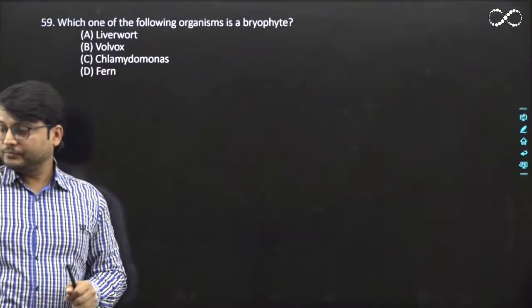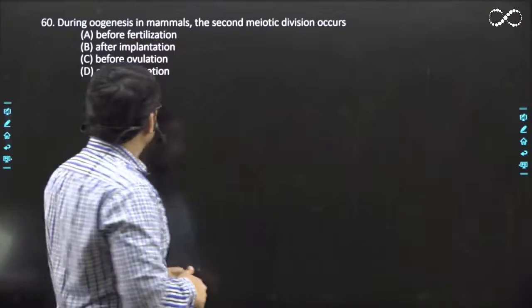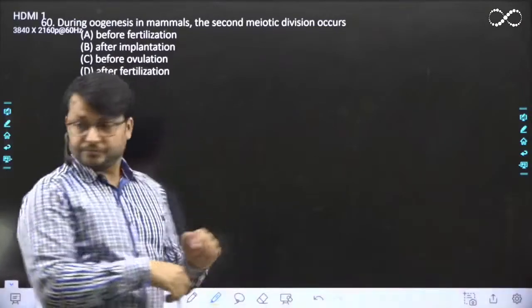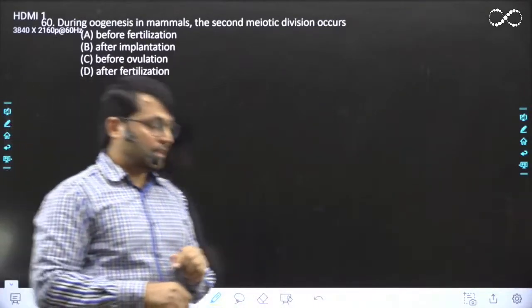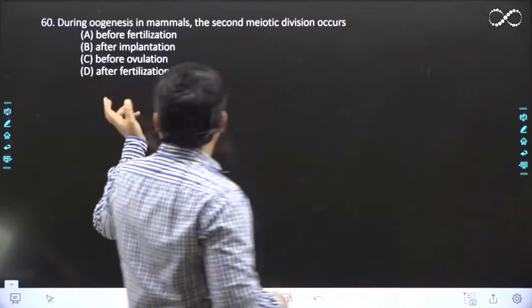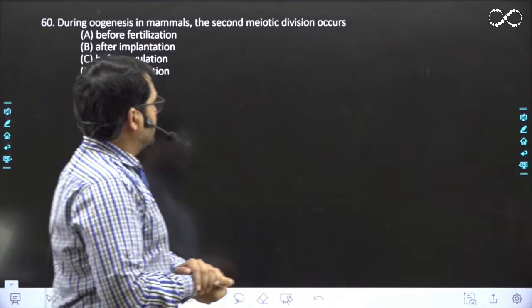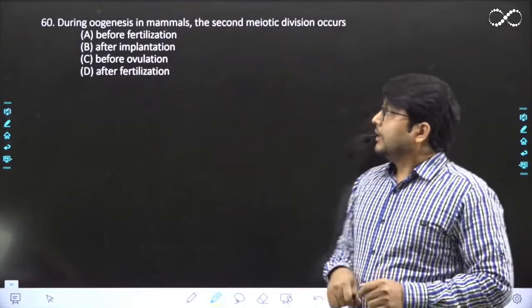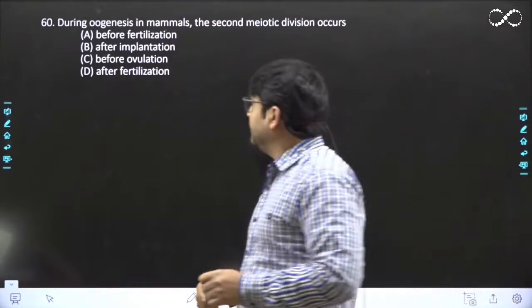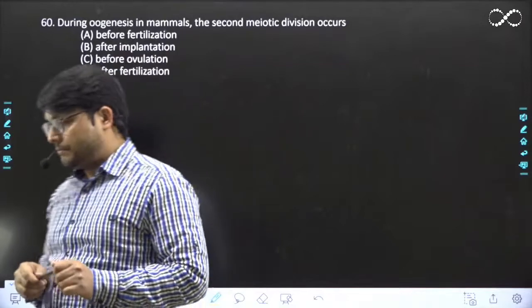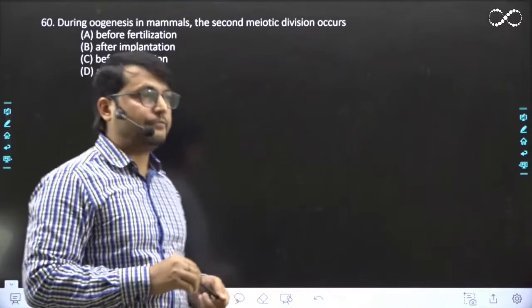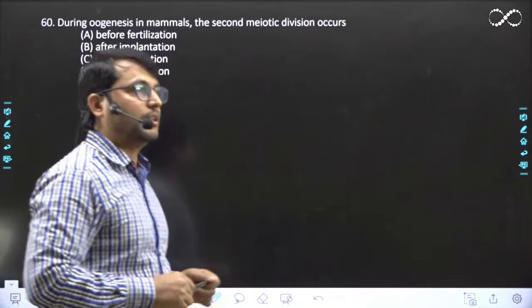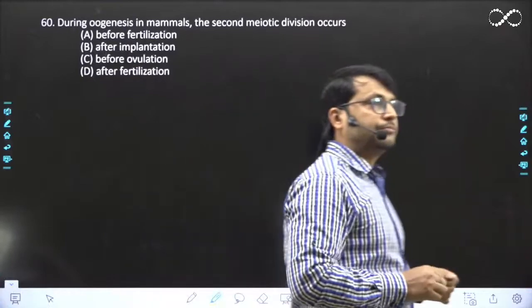That is question number 60. During oogenesis in mammals, the second meiotic division occurs: A. Before fertilization. B. After implantation. C. Before ovulation. D. After fertilization. What should be the correct option? Quickly comment.